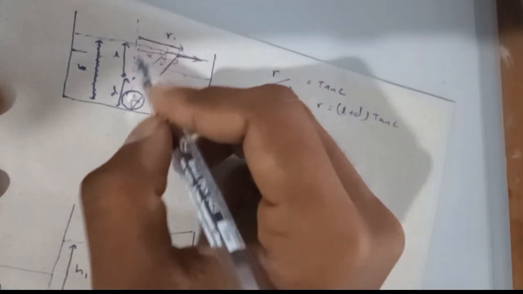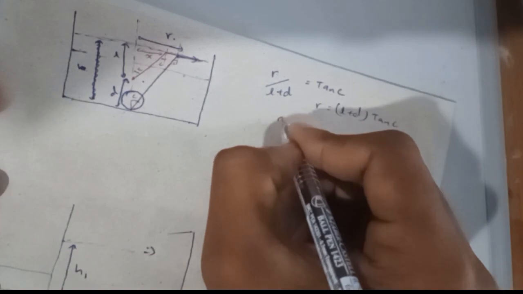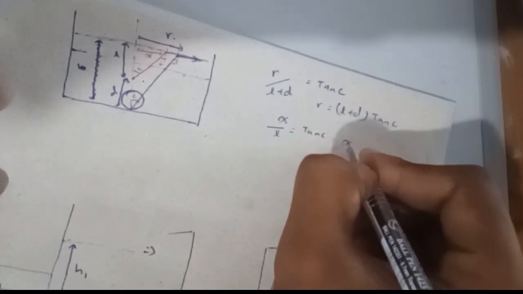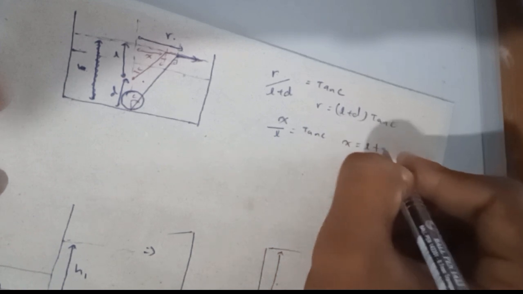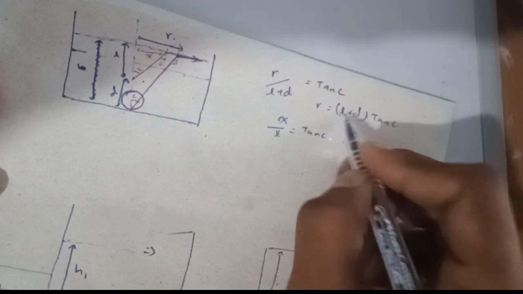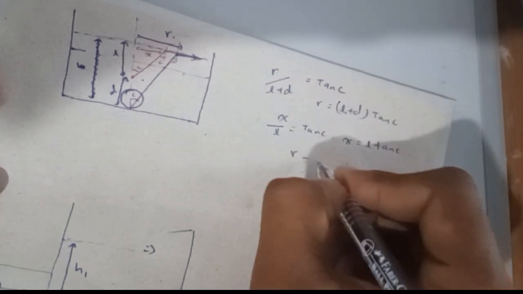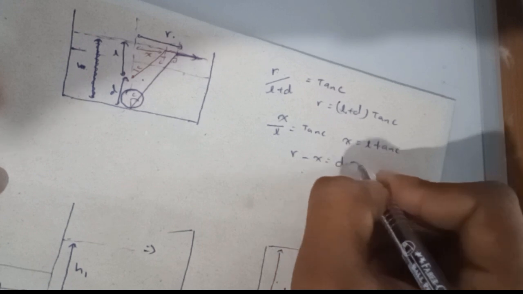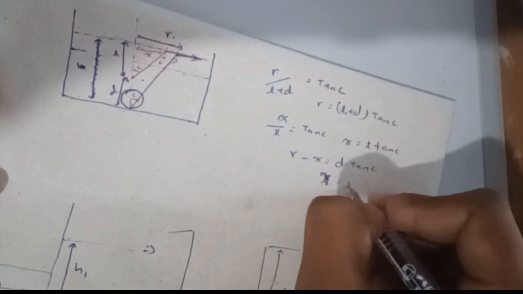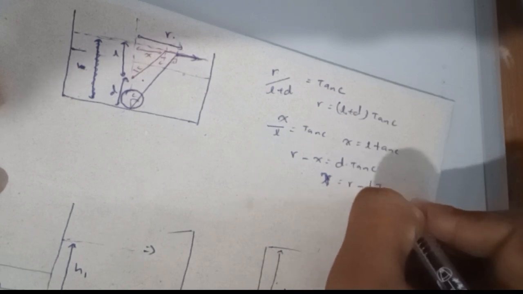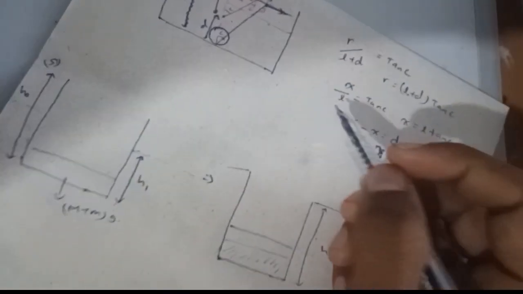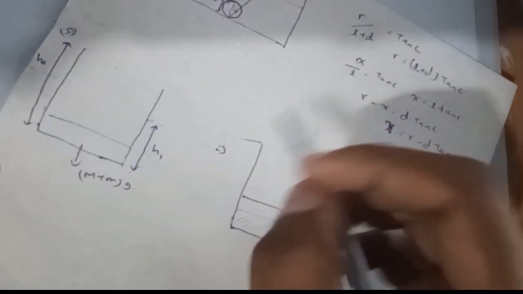Then if I come to this expression, x divided by L is equal to tan C. From here x is supposed to be equal to L times tan C. So if I subtract both of these expressions, I will get r minus x is equal to d tan C. So x is supposed to be equal to r minus d tan C. That means there's a reduction in the radius. So let's come to question number 5.